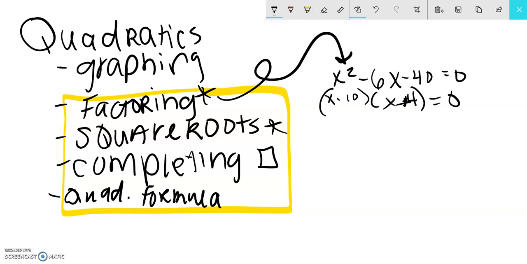We're going to set both of these equal to 0 to solve. So I know x will have to equal 10 or x will have to equal negative 4. There are my two x-intercepts for this quadratic.